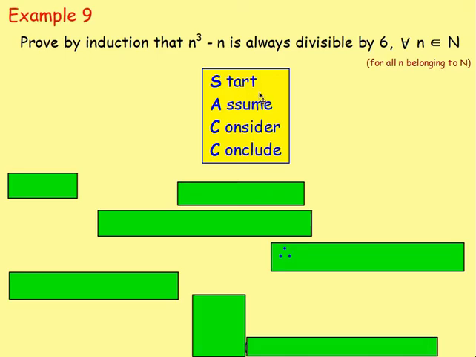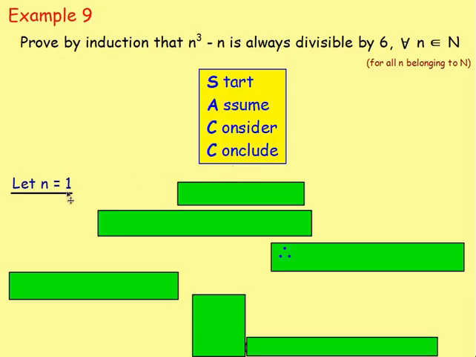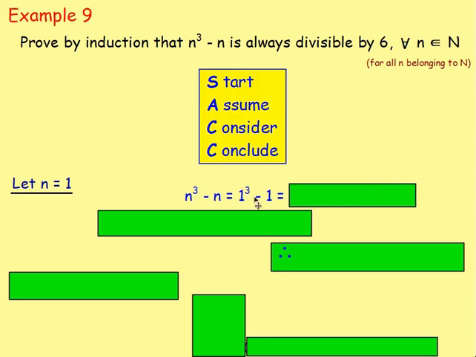So I've got a starting value. So the starting value, let n equal 1. So if n was equal to 1, we'll just sub that in here. This example is slightly different because we don't have a left-hand side and a right-hand side, but you still want to follow these steps and go through it the same way. So if n was equal to 1, then n cubed take away n would equal 1 cubed take away 1. And if you work that out, well, 1 cubed is 1, take away 1, and you get 0. If you end up getting 0, well, yeah, 0 is divisible by 6. 0 divided by 6 is 0.